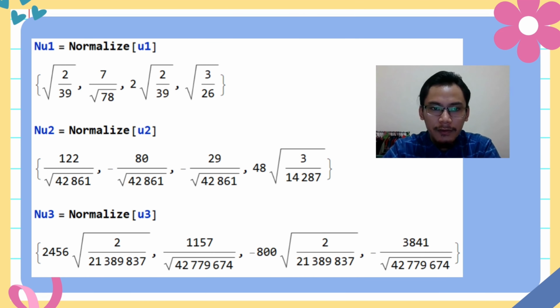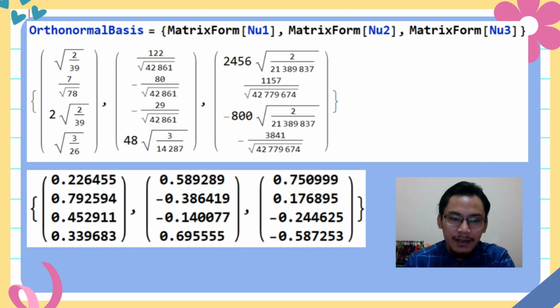So next we are going to find the orthonormal basis for the matrix A. The first step is to normalize each of U1, U2, and U3. And next, we put the orthonormal basis in matrix form. So the answer is 0.226455, 0.792594, 0.452911, 0.339683, 0.589289, negative 0.386419, negative 0.140077, 0.965555, 0.750999, 0.176895, negative 0.244625, negative 0.587253.